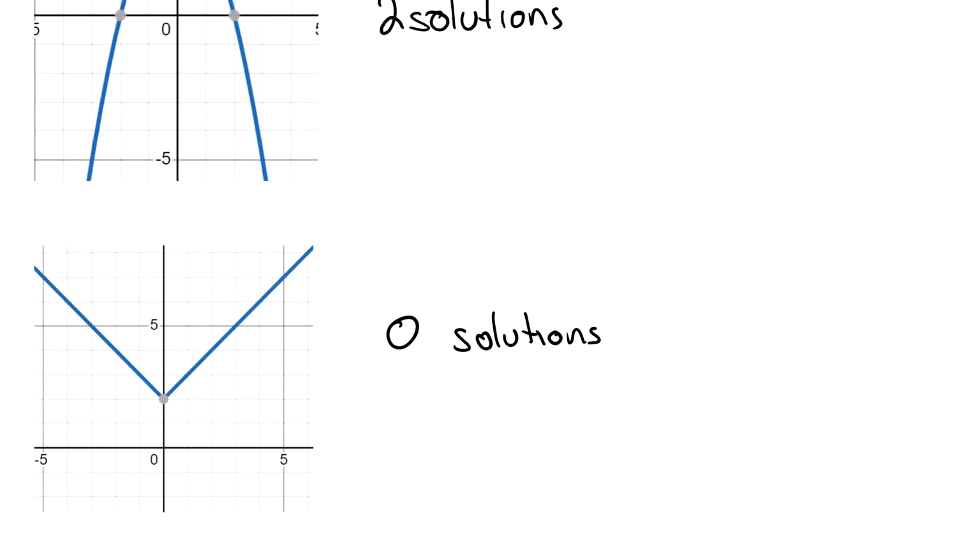Note that this method also works for different things other than f(x) equals 0. If you were to do f(x) equals 5 for this second graph, you would say that there's 2 solutions.